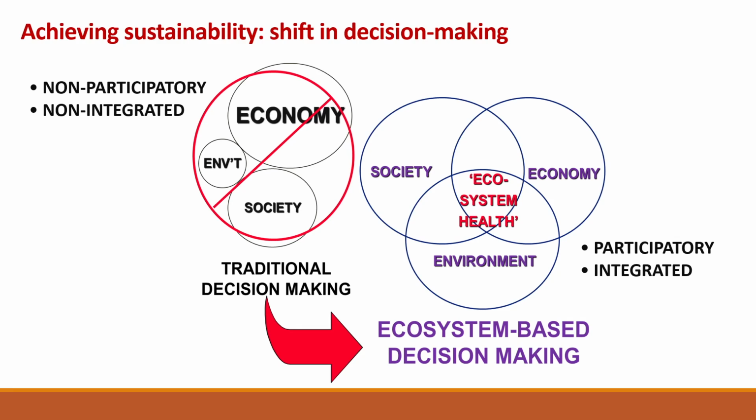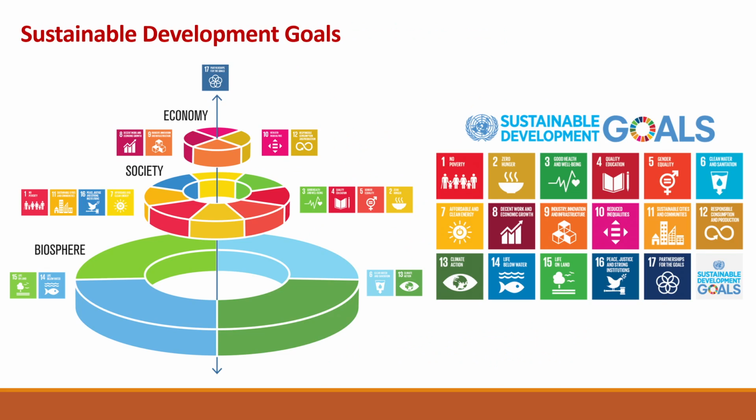But if we want to achieve sustainability, we have to shift from that method of decision making towards ecosystem-based decisions, where we are considering all three impacts: the society, economy, and environment. So we have to approach in a participatory and integrated way, right? And then recently the sustainable development goals also have come up, the United Nations 2030 targets. So you all must have already been familiarized with this in your lecture.